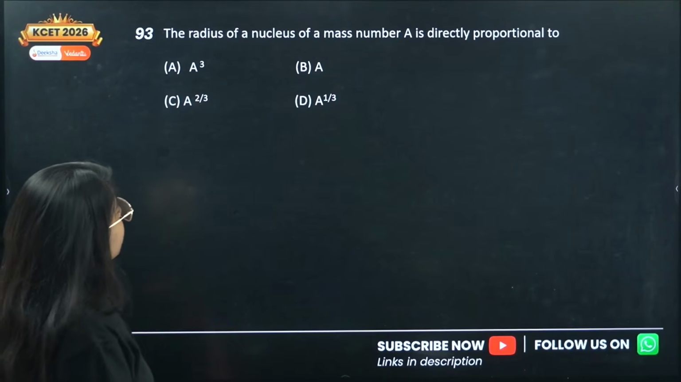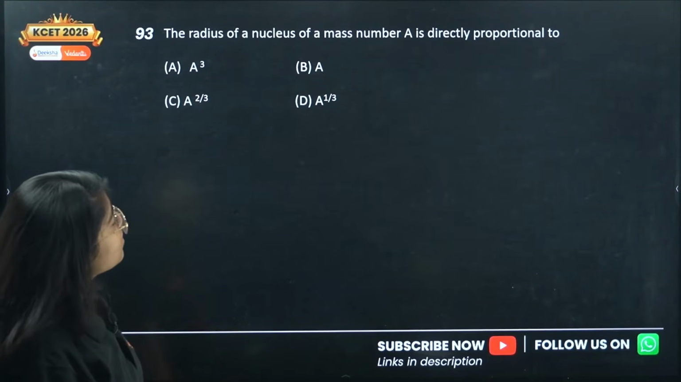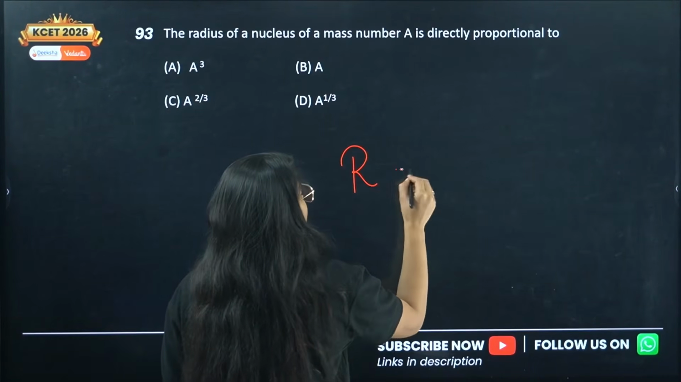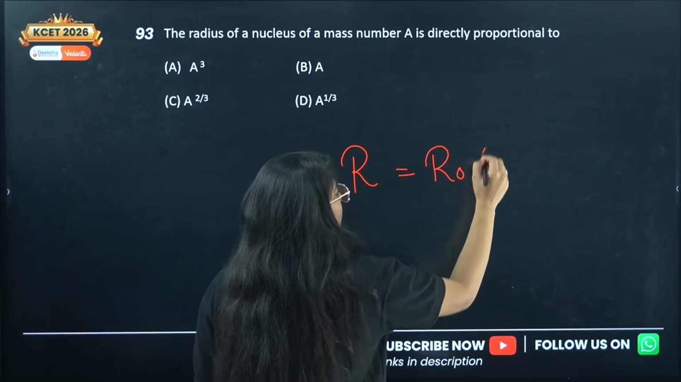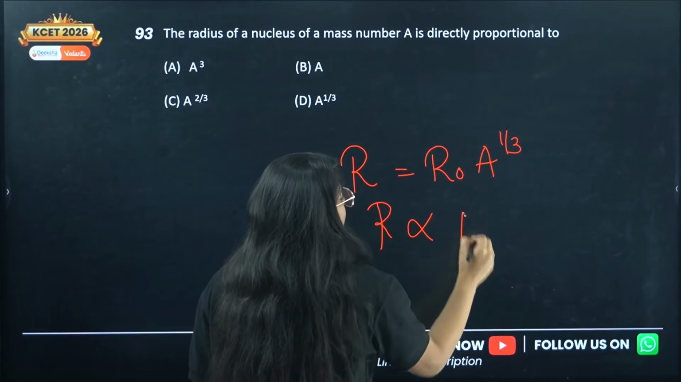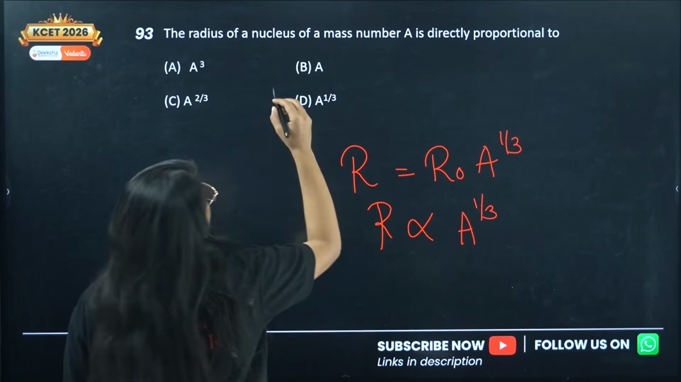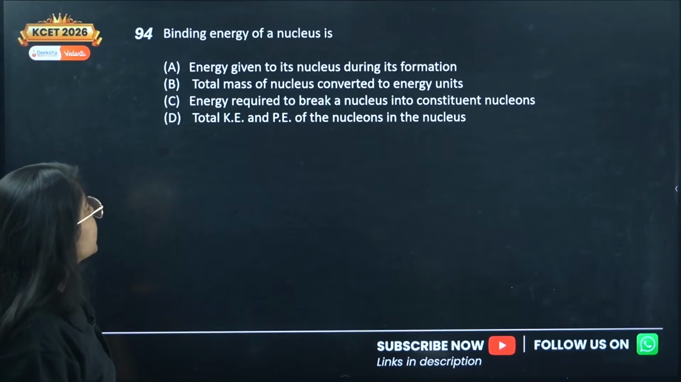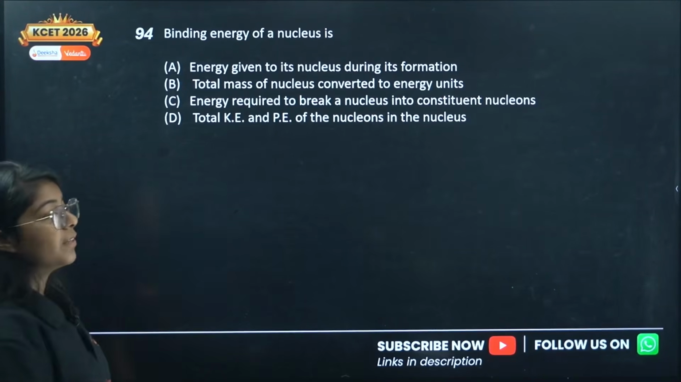93rd question: the radius of a nucleus of mass number A is directly proportional to, we directly simply know that it is directly proportional to A to the power 1 by 3. So R is directly proportional to A to the power 1 by 3. That is our option D.